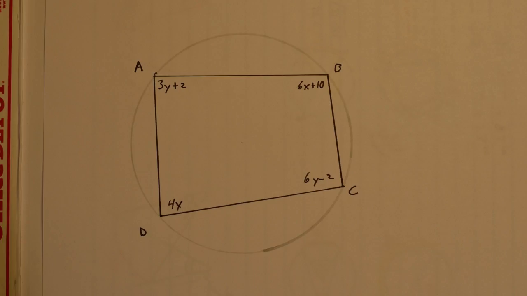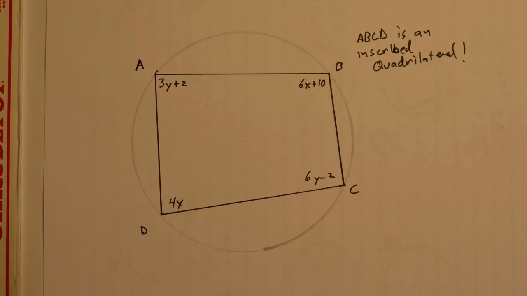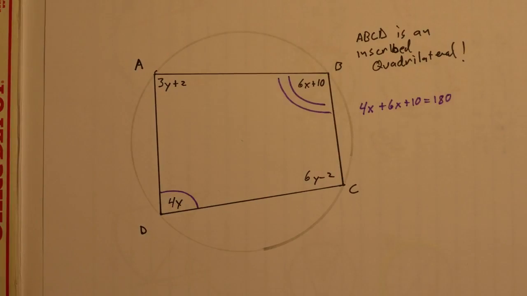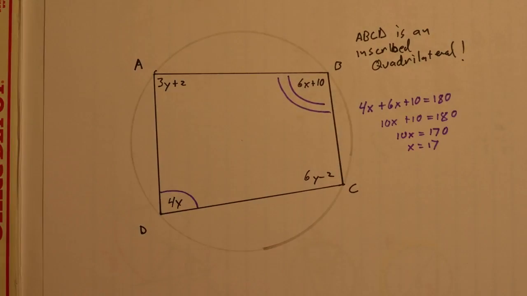One last example for this part. We've got quadrilateral ABCD, and we want to solve for the unknown variables. Well, we know with an inscribed quadrilateral, opposite angles are supplementary. So B and D add up to 180. And likewise, A and C add up to 180 as well.